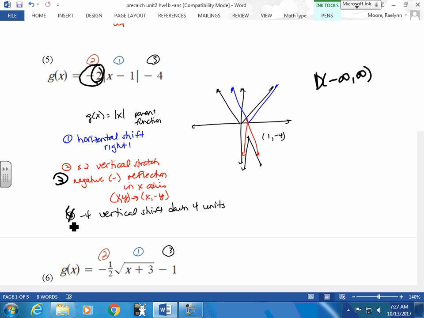So this guy's going to give you a negative out here. This is your reflection in your x-axis. What changes as a result of that reflection?